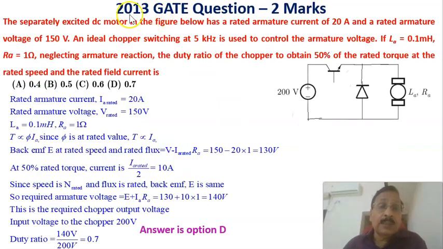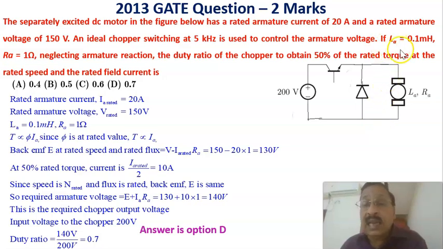Now let us see another problem, a 2013 GATE question that carries 2 marks. The separately excited DC motor in the figure below has a rated armature current of 20 amperes and a rated armature voltage of 150 volt. An ideal chopper switching at 5 kHz is used to control the armature voltage. This is the chopper circuit that is used to control the armature voltage.